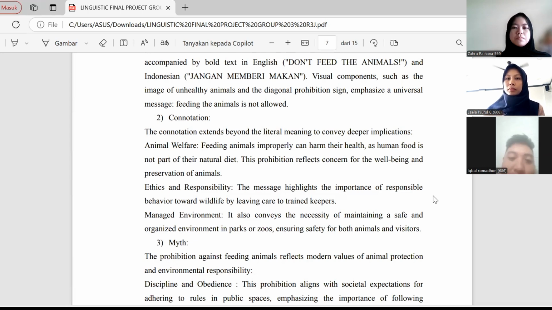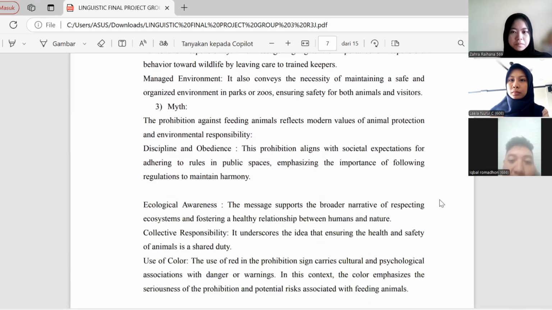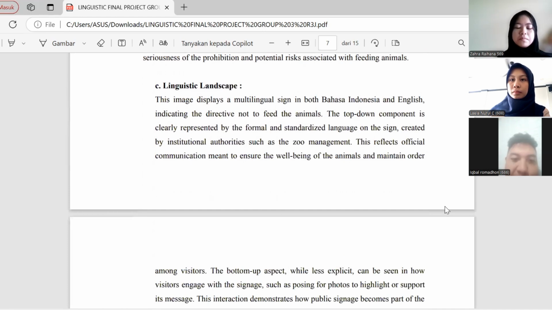Number 2. Connotation. The connotation extends beyond the literal meaning to convey deeper implications. Feeding animals improperly can harm their health, as human food is not part of their natural diet. Number 3. Myth. The prohibition against feeding animals reflects modern values of animal protection and environmental responsibility, discipline, and obedience. This prohibition aligns with social expectations for adhering to rules in public space, emphasizing the importance of following regulations to maintain harmony.